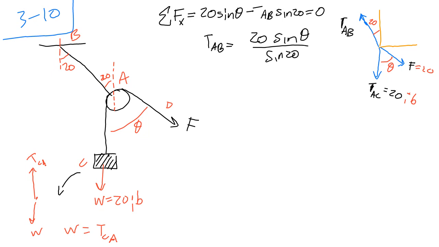Okay, so now let's do some of the forces in the y direction. Let's see what that does for us. So I'll write it right here. Y direction, that's going to be TAB positive. This is going upwards. Cosine 20.